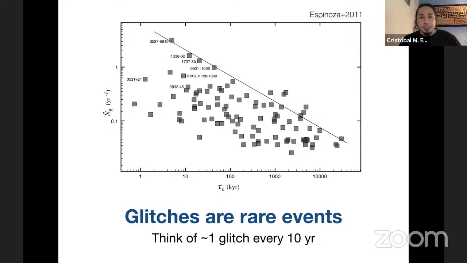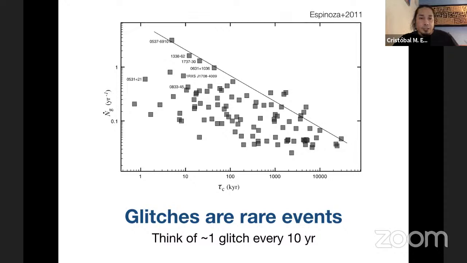Something I wanted to mention that it's very important to keep in mind is that glitches are very rare events. So this is the glitch rate: how many glitches per year were observed for these pulsars as a function of the characteristic age. The characteristic age is just a dynamical time for the rotation of the pulsar. It's essentially the period divided by the period derivative.